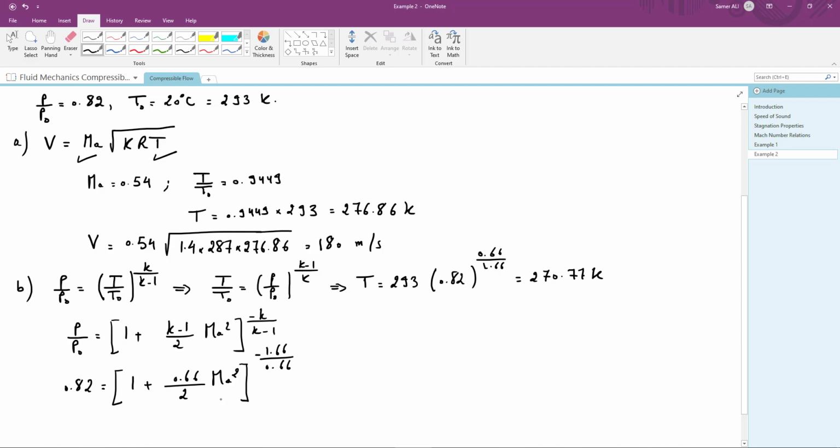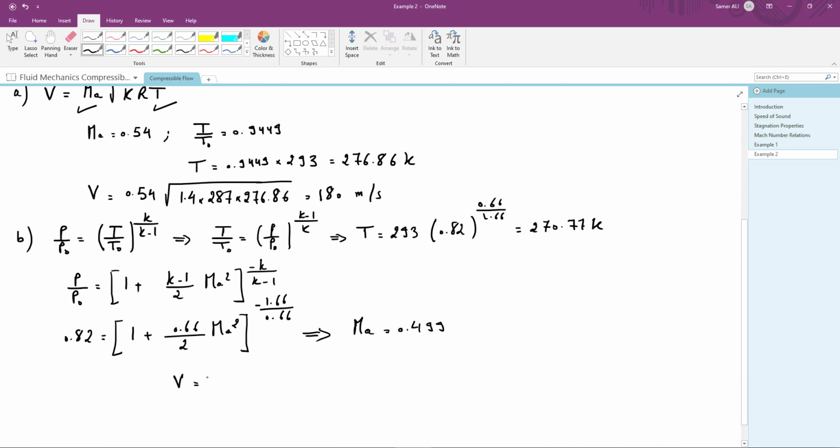So we need to solve for the Mach number. This is a very simple equation. You raise both sides to the power minus 0.66 over 1.66, and you rearrange the equation to solve for the Mach number. And of course, you will consider only the positive solution, since a negative Mach number is meaningless in our case. So by solving this equation, the Mach number will be equal to 0.499.